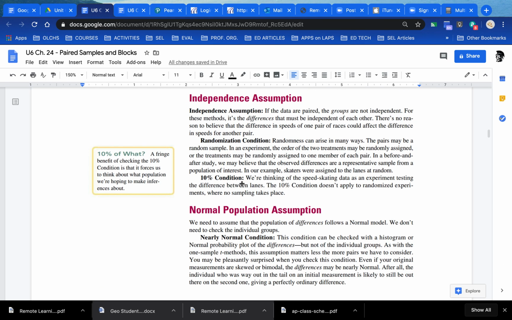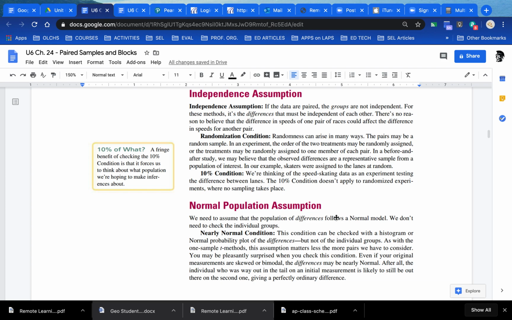That's pretty easy to assume. Random, yeah, that's almost always a given. Now you'll notice here for the 10% condition, it says it technically doesn't apply if it's an experiment where no sampling took place. Like this, that's kind of iffy. If you wrote independent slash less than 10%, I think you're going to be fine. What they're basically saying is this is almost like an experiment where the treatment of inner and outer lane was a given. So in the creating of this problem, the book doesn't even mention the 10% condition. As far as I'm concerned, you can't go wrong if you just write that. So I wouldn't worry too much about that.